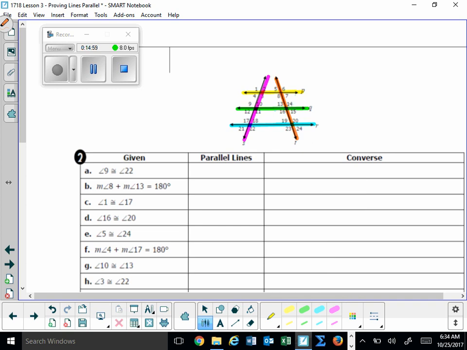Okay. If 9 is congruent to 22, 9 and 22 are both on the purple transversal. They are alternate exterior angles, which have to be congruent. So Q is parallel to R. Alternate exterior angles converse.